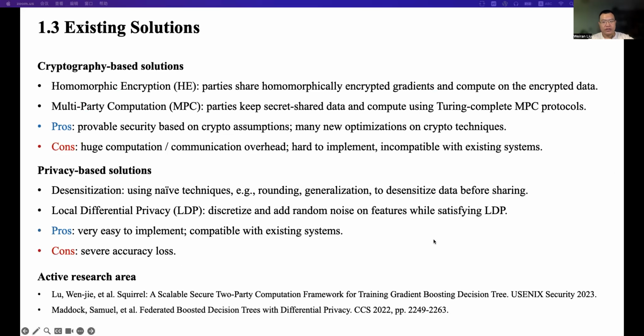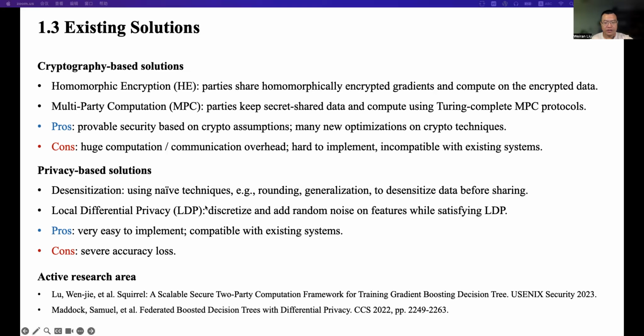There are some existing solutions, which can be categorized as cryptography-based solutions and privacy-based solutions. For cryptography-based solutions, we can use homomorphic encryption or multi-party computation techniques for secure training. The pros are that they can achieve provable security based on crypto assumptions, and there are many new optimizations on crypto techniques. The cons are that they involve huge computation and communication overhead. They are hard to implement and incompatible with existing systems. That is, we cannot do training using existing libraries in a black box manner directly.